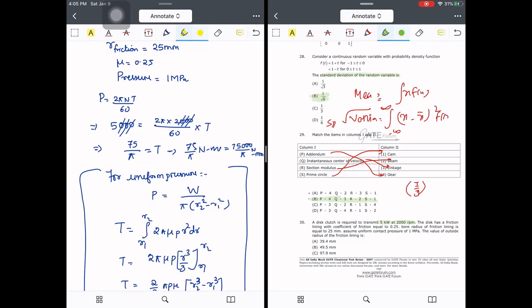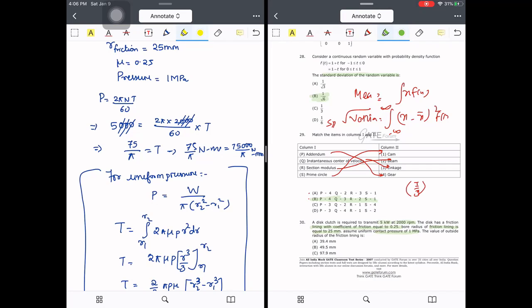Let us see. A disc clutch is required to transmit 5 kilowatt at 2000 rpm. Okay, this is the power. The disc has a friction lining coefficient of 0.25. The bore radius of the friction lining is 25 mm, assuming uniform constant pressure of 1 megapascal.